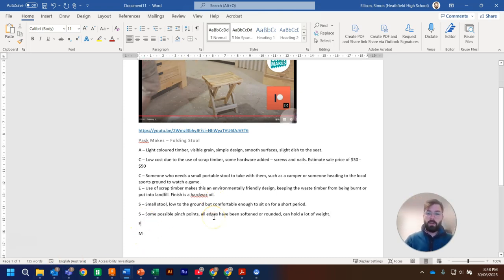Now we've got the last two, so function, a small stool to sit on, folds up easily and is light. That lightness could also come into size, by the way.